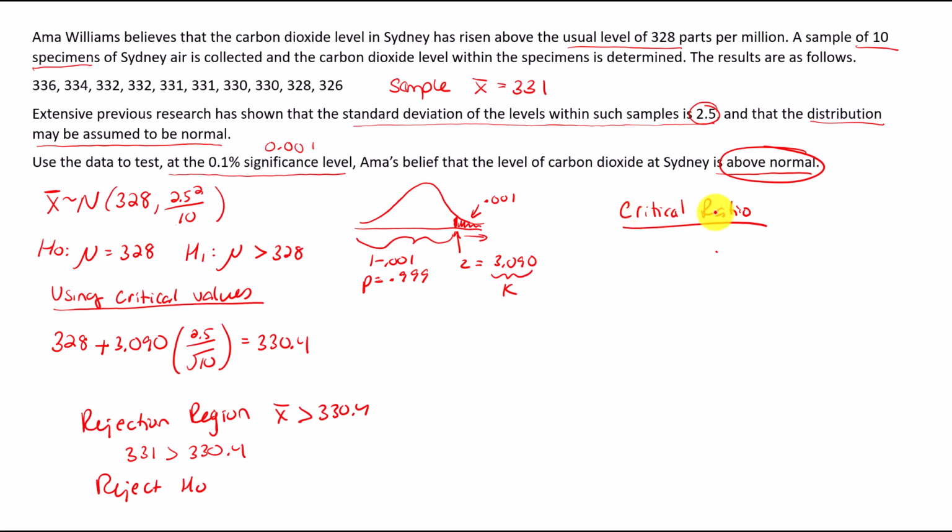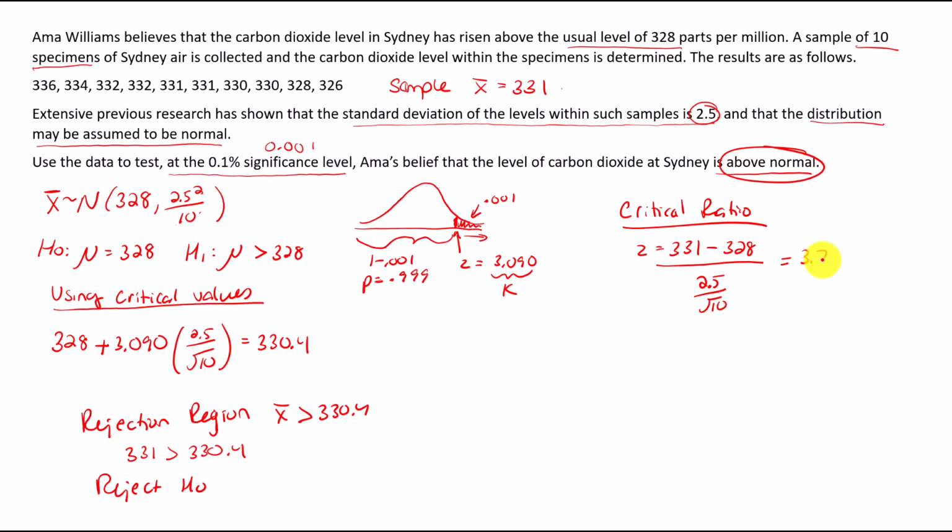Okay, to do critical ratios, I'm going to find my z value by taking my sample mean and subtracting my expected mean, which was mu, which was 328, divided by, again, the standard deviation, which is the square root of variance here. So you can write it as the square root of the whole thing if that is easier for you to remember. When I square root this, I get 2.5 over the square root of 10. So however you want to write that.